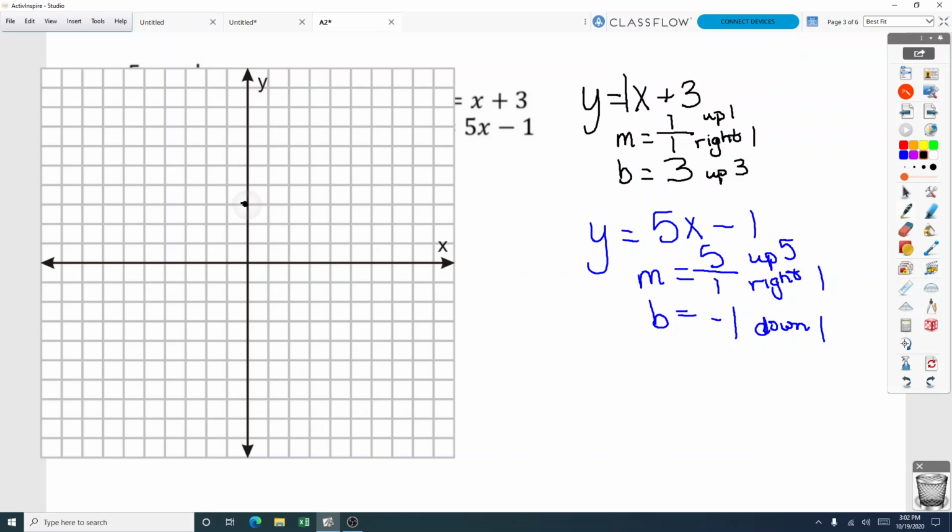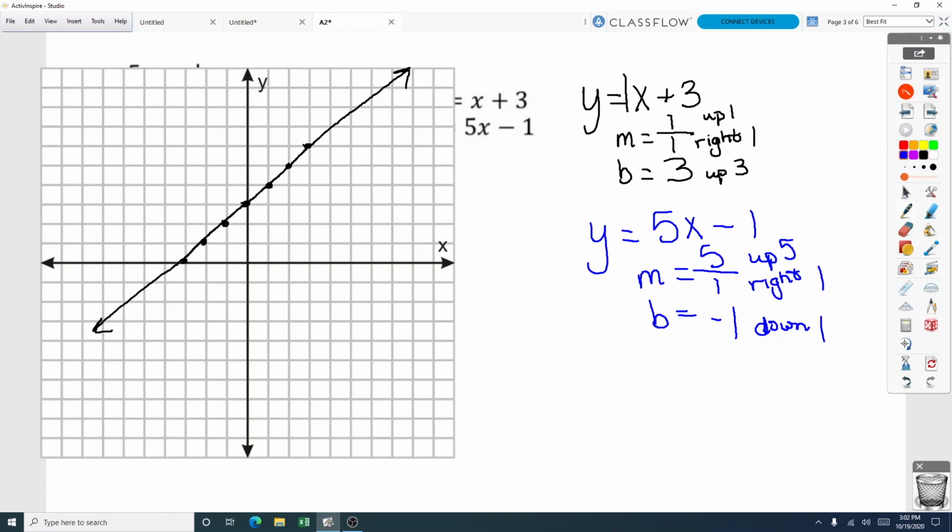Okay, so up 3. Now, my slope tells me up 1, right 1. Up 1, right 1. Or I could go down left, the exact opposite. Down 1 left. It's going to be important today that your lines are fairly straight, so I've given you a ruler so that you can make straight lines, because you're going to have to find that intersection point. So there's my first line.